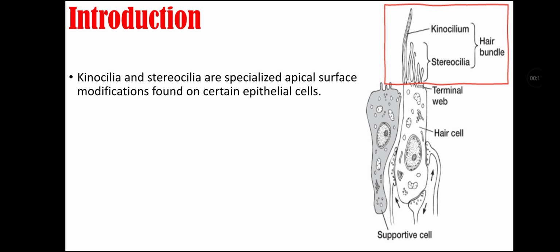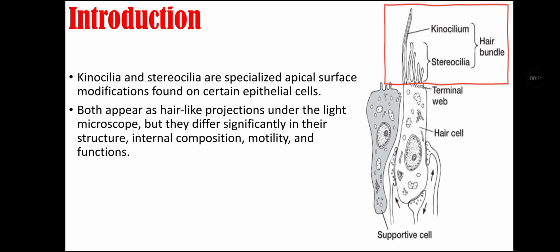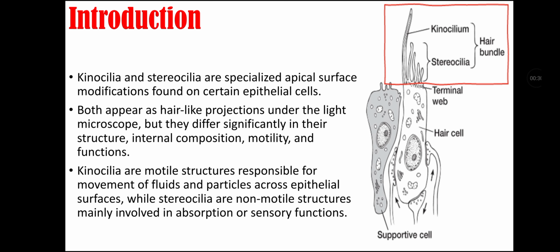Kinocilia and Stereocilia are specialized apical surface modifications that are found on certain epithelial cells. Both appear as hair-like projections under the light microscope, but they differ significantly in their structure, internal composition, motility, and functions. Kinocilia are motile structures that are responsible for movement of fluid and particles across epithelial surface, while stereocilia are non-motile structures that are mainly involved in absorption or sensory function.